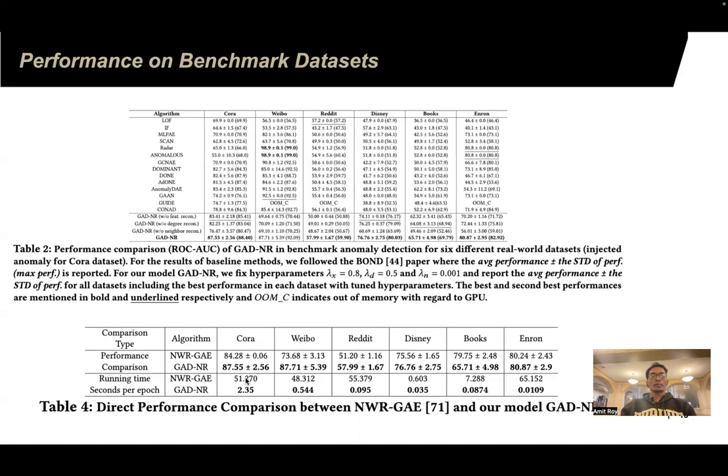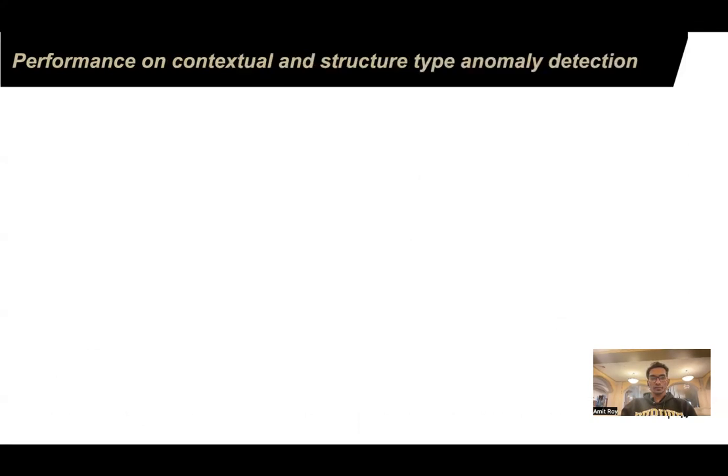Also, we present a direct performance comparison with the neighborhood-assisted reconstruction based graph autoencoder, where they try to use Wasserstein distance or Hungarian loss to match the neighborhood rather than the KL divergence that we are using here. So we can see that our method GAD-NR can outperform NWR-GAE both in performance and in running time. And in the running time, we can see that the improvement is very notable.